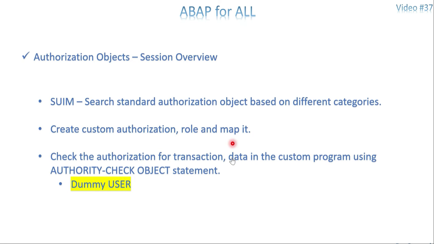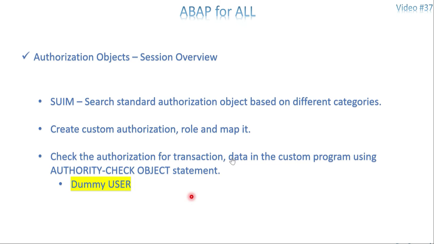In this session, I'm going to use the SUIM transaction, and I will show you how to search for an authorization object based on different categories. I'm going to create a custom authorization role, a custom authorization object and class, and map it with the user. And finally, I'm going to check the authorization for the transaction in a custom program, using a statement called AUTHORITY-CHECK OBJECT.